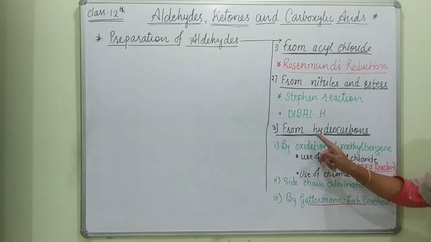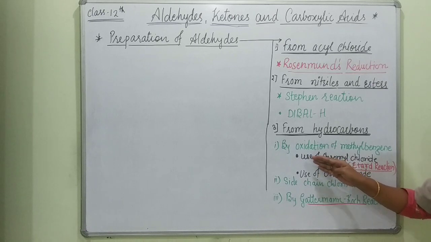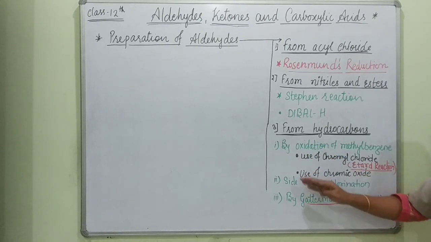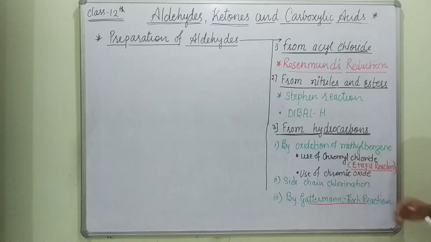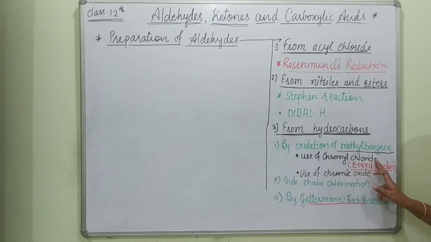Now the third preparation is from hydrocarbons, how we are going to prepare aldehydes. Here I have categorized this into three more subparts. The first part is oxidation of methyl benzene. First of all we are going to do oxidation of methyl benzene to convert it into aldehyde. Under that, two more sub points are there. For this oxidation, we will use either chromyl chloride or chromic oxide, and when we use chromyl chloride, this reaction is known as the Etard reaction, which I am going to explain in detail in today's class.